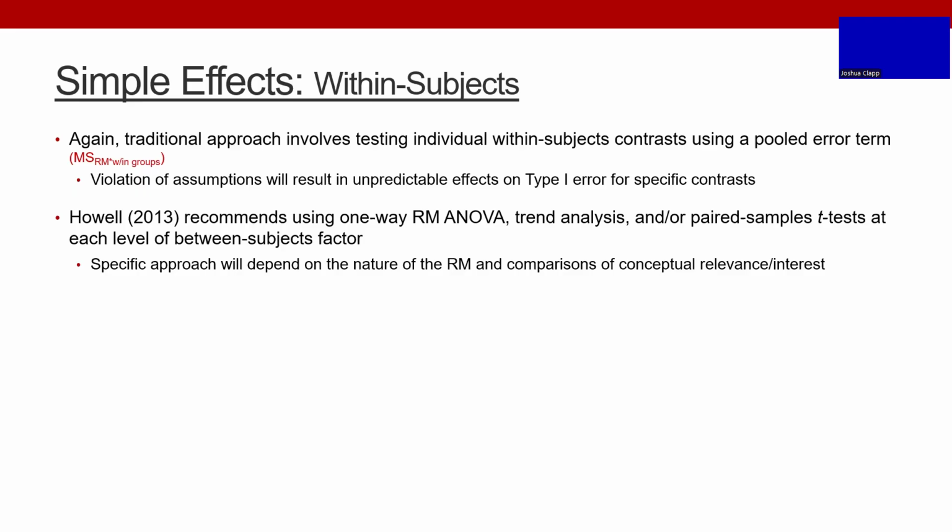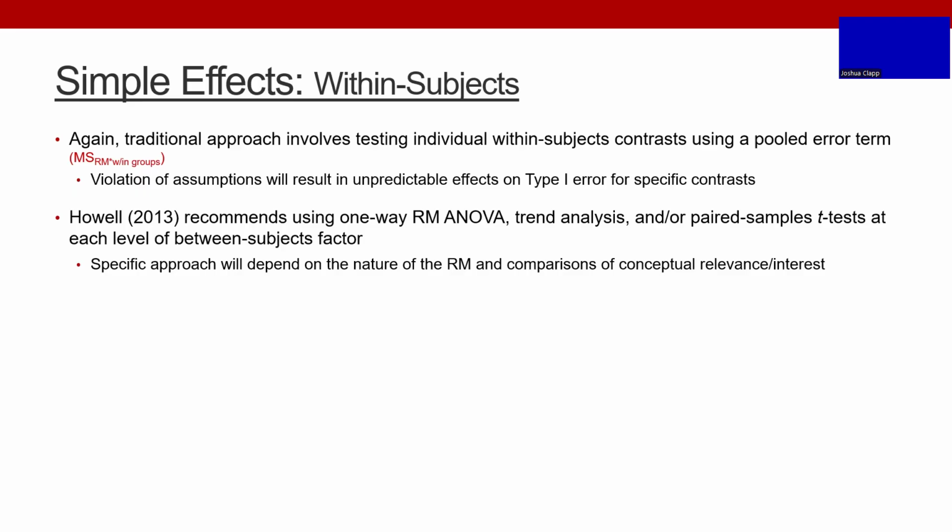So a recommendation that Hal makes, and I think Hal is really smart on this, is falling back onto what we might refer to as a simple effects repeated measures ANOVA, trend analysis, or paired sample tests at each level of the between subjects factor. But the specific approach is going to depend on what you're trying to do.